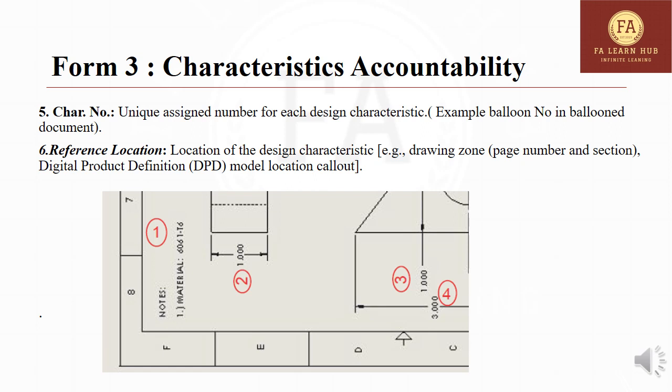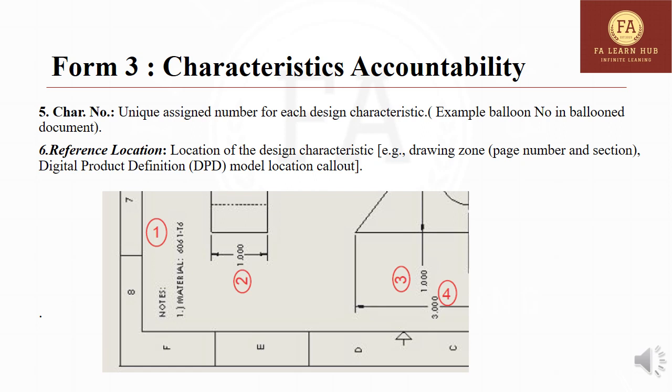Here, we can put this balloon number directly as the characteristics number, or CAR number. It's a unique number for each identified characteristic or each identified requirement in the drawing, specification document, or any test document, etc. I hope you got an idea on the CAR number.